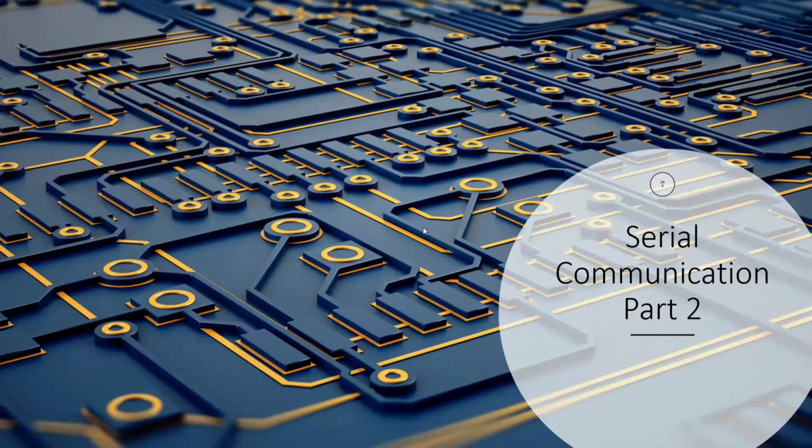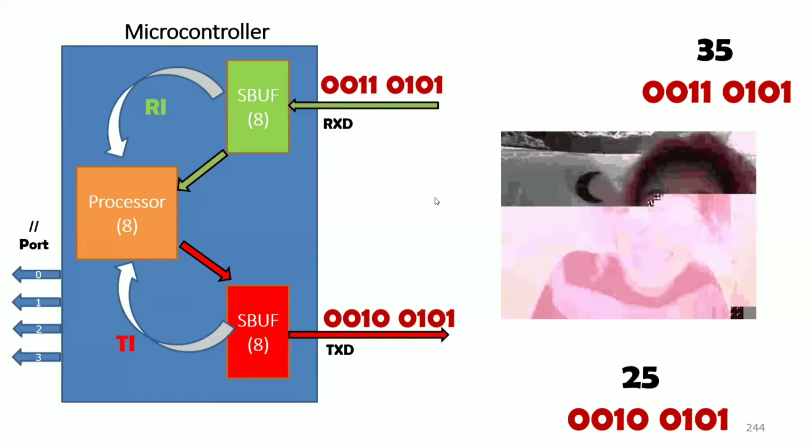Today we are going to discuss the next part of serial communication. In the last class, we discussed the basics of serial communication: that our 8051 microcontroller consists of a serial port, and how we transmit or receive data with the help of the serial port. Today we are going to see the next in-depth part, the SCON register and its functionality, and the different modes of operation.